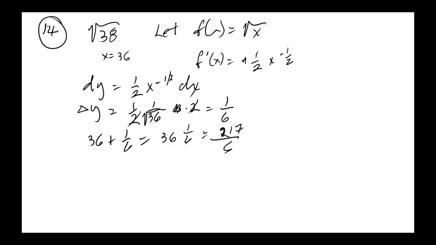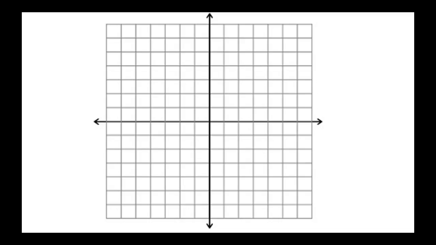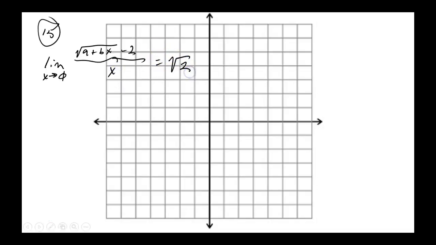Okay, while you're looking, I'll go to the previous page and work on there. So this is number 15, even though it has nothing to do with a graph. Find the values of the constants a and b such that the limit below is true. It's the limit as x approaches 0 of the square root of a plus bx, minus 2, over x, is equal to the square root of 2. Find the values of the constants a and b such that that is true.